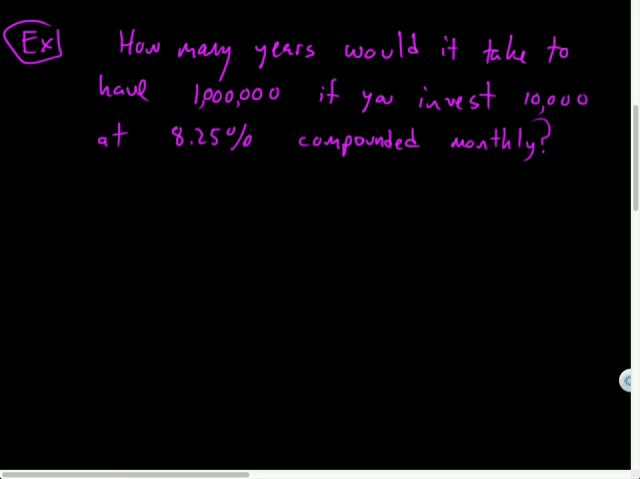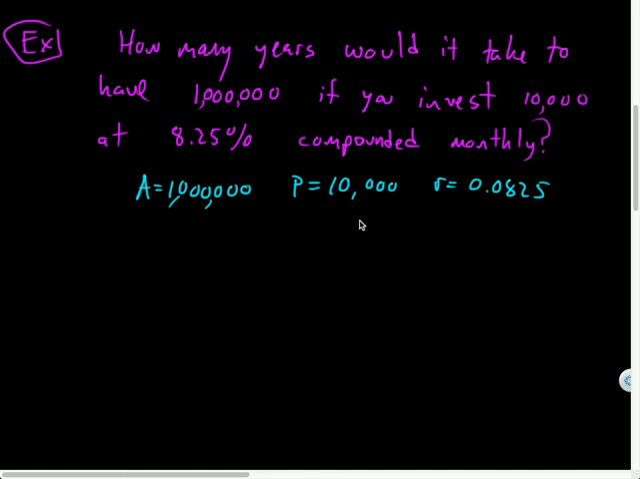All right. So let's define some of our variables. The ending amount I want is the million. The starting amount that I've got is the 10,000. My rate is 0.0825.